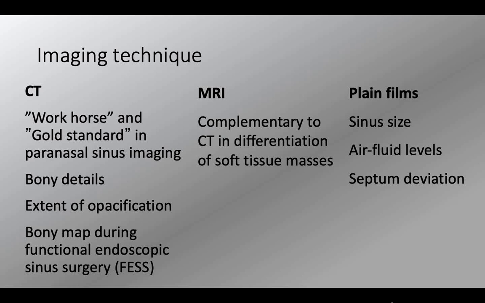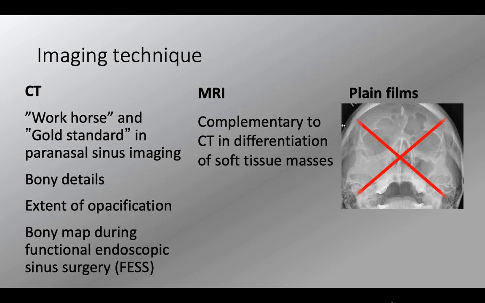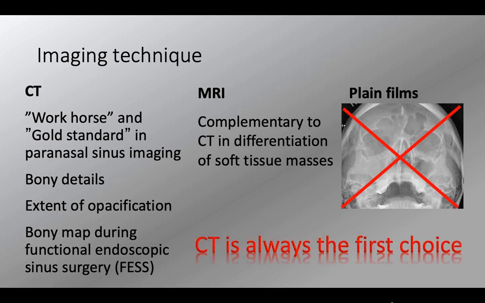Plain film is something we don't do anymore. We could see the sinus size, air fluid levels, septum deviation, but it's old-fashioned, so it has been replaced by CT. And remember that CT is always the first choice. If you do MRI as the first choice, the ENT surgeon will always ask for a CT.